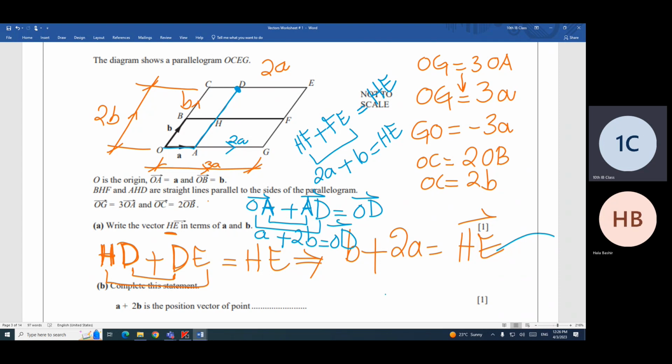Position vector, starting from O, meaning OD. Is that clear? So it's a must to start from O, because it said position vector. So I want to see whether it's to A, to H, or to B. What came out for me is OD, so the point here is point D. Clear? Good.